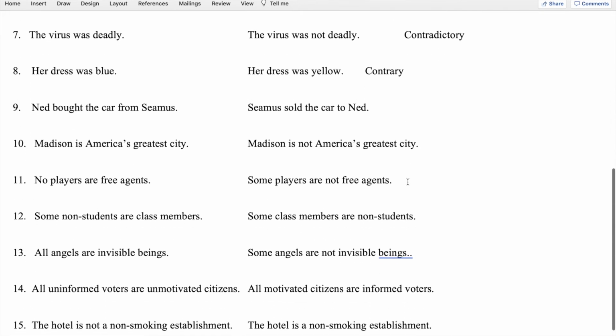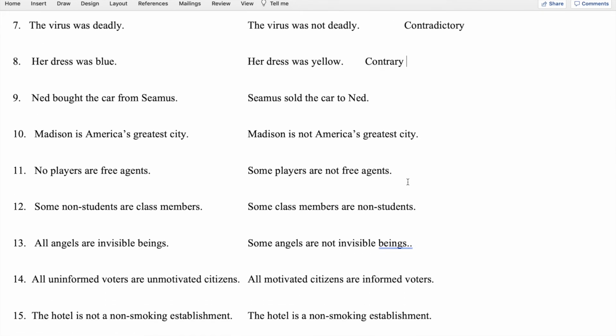Number 9, Ned bought the car from Seamus. Seamus sold the car to Ned. So here we have a case of implication, not with the same subject and predicate terms and not in standard logical form, but we know if the first statement is true, then the second statement must also be true, and that is implication.